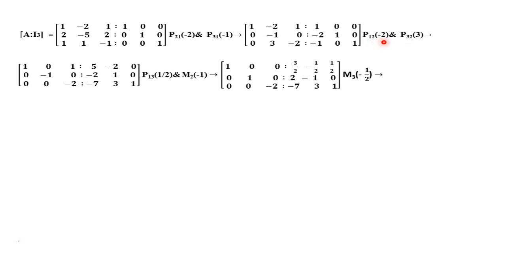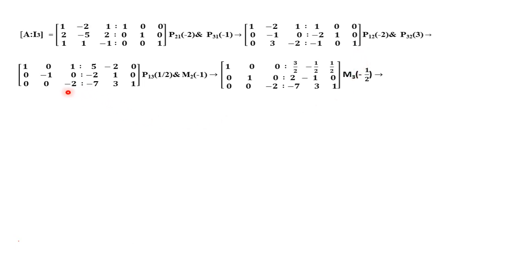Now, performing the elementary row operation P1 of 2 minus 2, we get the first row as 1 0 1 5 minus 2 0 instead of 1 minus 2 1 1 0 0. And again we perform P3 2 of 3, so that we get the new third row, that is 0 0 minus 2 minus 7 3 1 instead of 0 3 minus 2 minus 1 0 1.